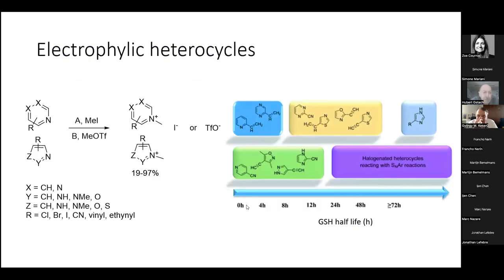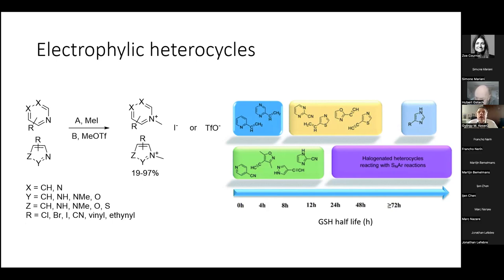So here are the conceptual electrophilic heterocycles. You can see that both the 6-membered and the 5-membered rings contain at least one nitrogen. And the substituents that should show some electrophilic character include only one or two atoms. In the case of the halogens, that is obviously one atom: chlorine, bromine, or iodine. Or we can use the nitrile, vinyl, and the ethynyl substituents, which can react in nucleophilic substitution or addition reactions.